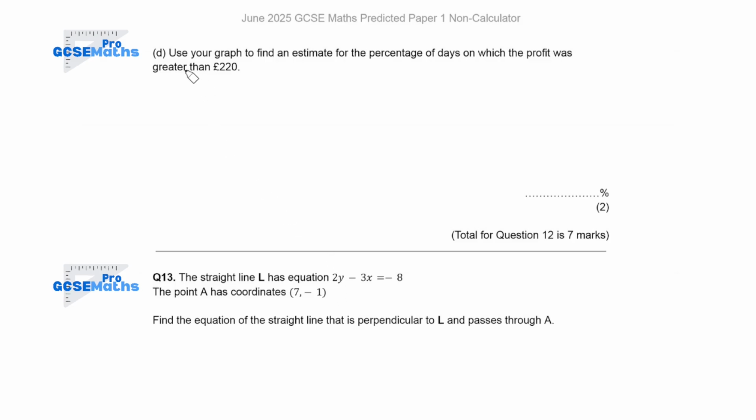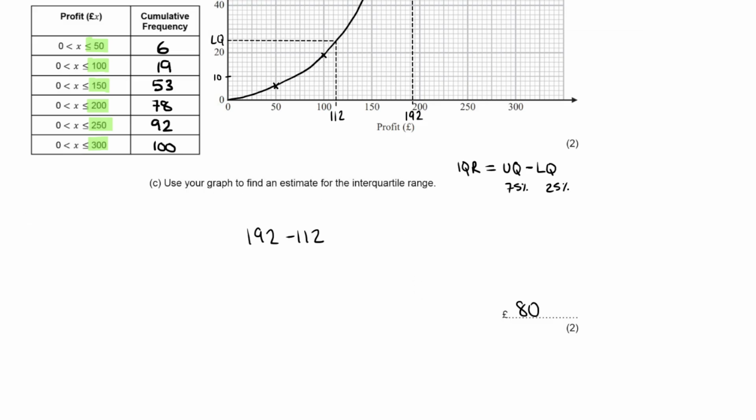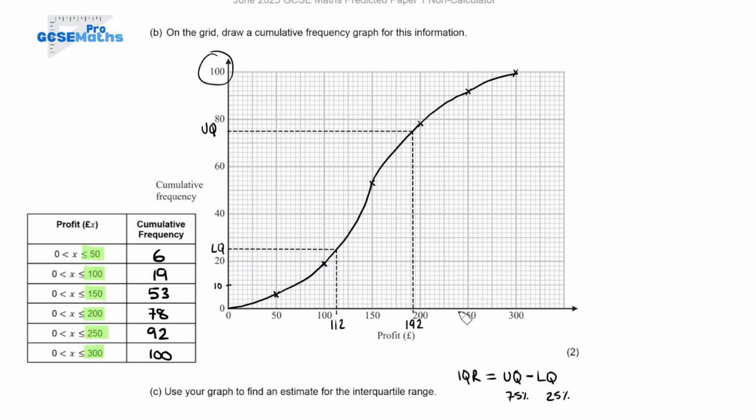Now there is also a part D, so use your graph to also find an estimate for the percentage of days on which the profit was greater than 220. So this is now coming from the x-axis. So let's look at our graph again. We're now going from the x-axis because they told us something in terms of pounds. So 220 would be, that's 210, it'd be 4 squares along from 200.